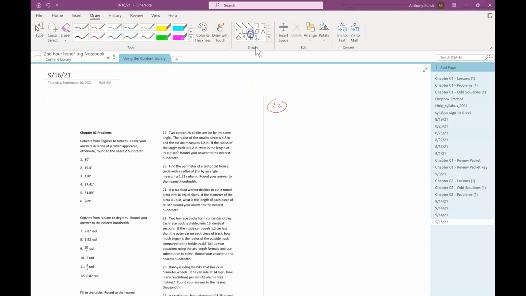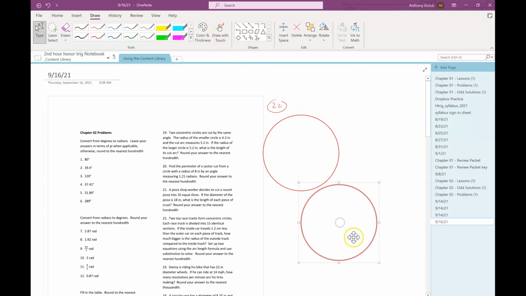in that the setup for it is a little bit tricky. So it says two concentric circles, or two toy racetracks can form concentric circles. By concentric, we mean that they share the same center, right? So kind of like the picture I've drawn here. Each racetrack is divided into 15 identical segments. I'm not going to draw all 15 of them. Since they're identical, I'm just going to draw one, and it'll represent all 15 of them.